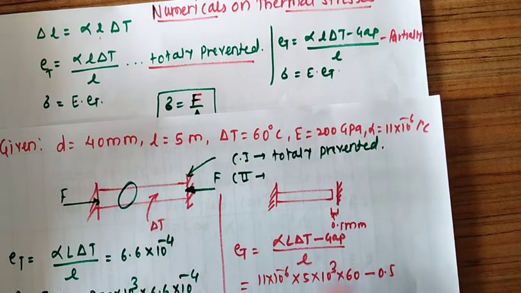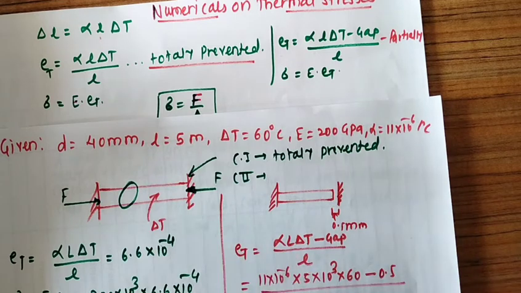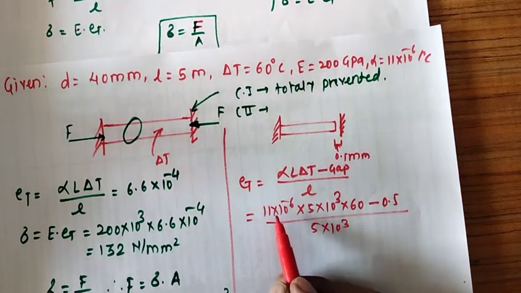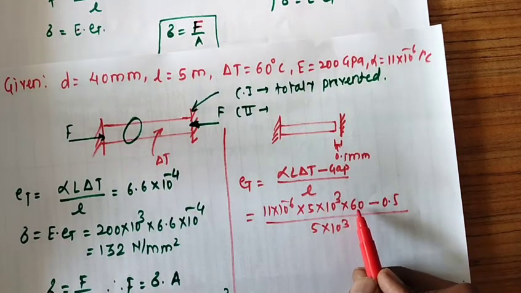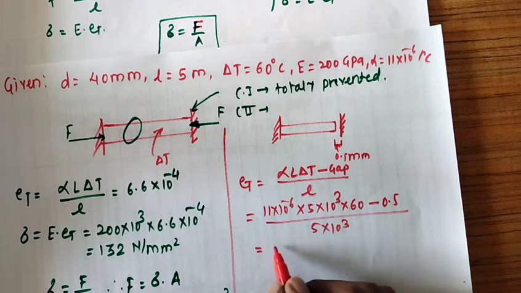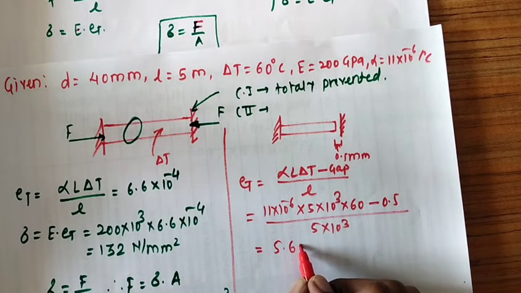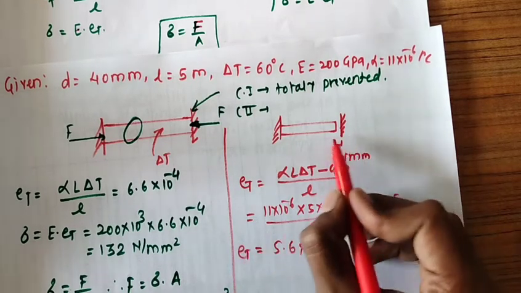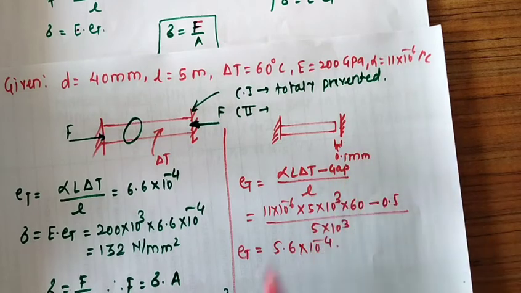So 0.5 upon L. How much L is again? 5 into 10 raised to 3. So if you put all these values, that is alpha, L, delta T, gap and L, then you get answer of ET as 5.6 into 10 raised to minus 4. So this is your value of ET when supports yield by 0.5 mm.